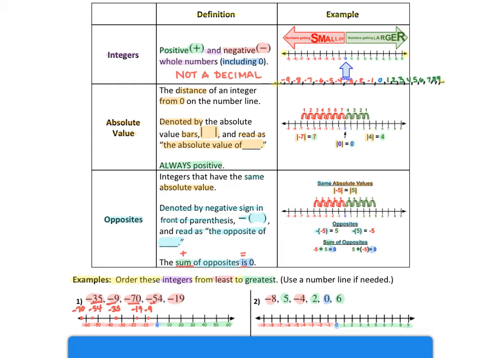Now, once we're done with plotting those and labeling the points, you can notice that if we go from left to right, we have our numbers in order. So we can go and write our list, or you can just circle it from what you already have. So this would be my ordered list from least to greatest.